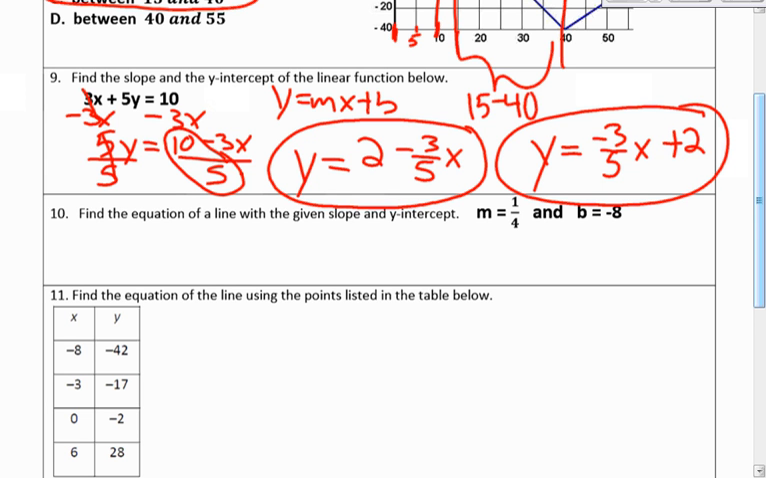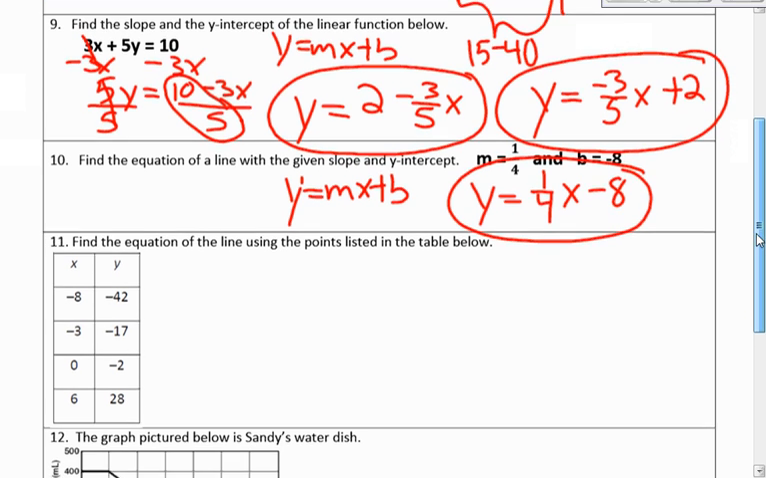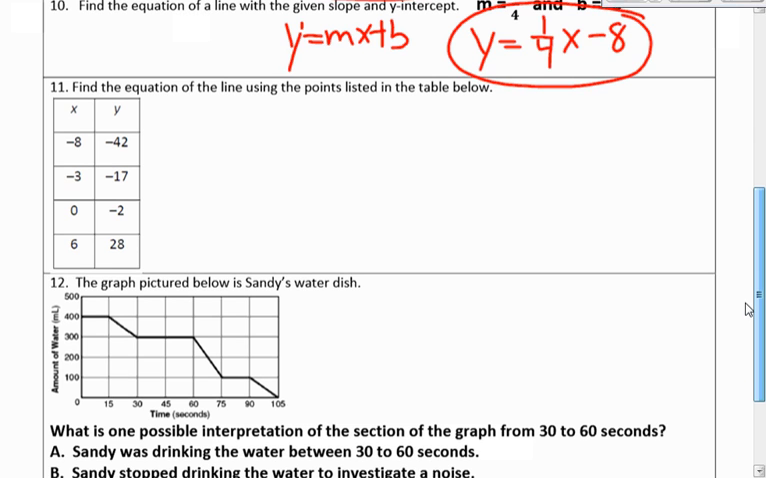For number 10, find the equation of a line with the given slope and y-intercept. Again, you're putting that information into y equals mx plus b. The slope is 1/4, and the y-intercept is negative 8. Your equation would be y equals 1 over 4x minus 8.